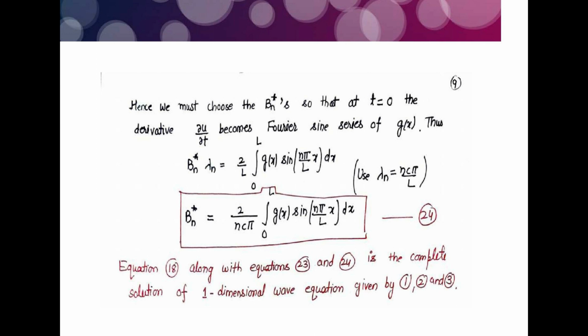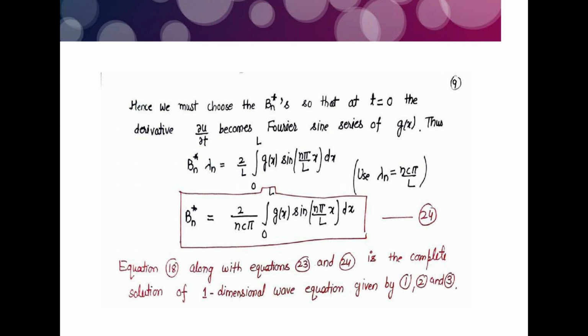So thus Bn star lambda n is the coefficient of sine n pi over L into x. In equation number 23, I am just excluding the sine function. Whatever is the coefficient there, I am just picking that one, which is capital Bn star lambda n. This is equal to the Fourier coefficient in the sine series, which is 2 by L integral 0 to L g of x sine n pi over L x dx. So the capital Bn star is given by equation number 24.